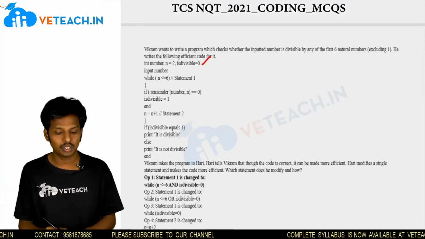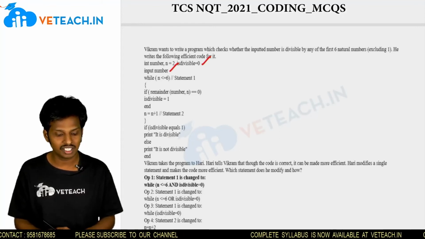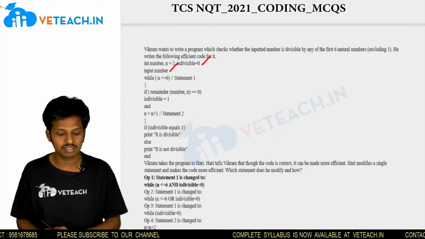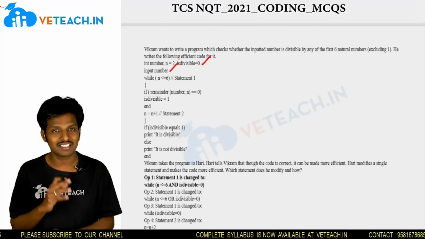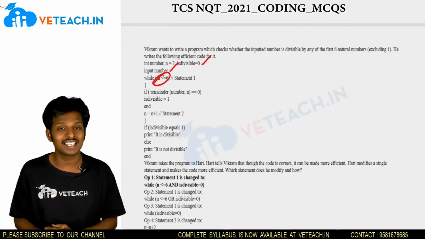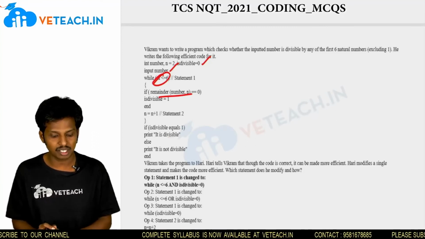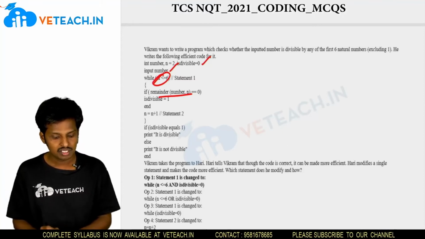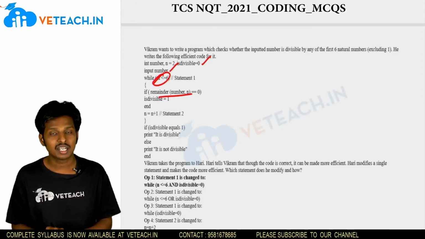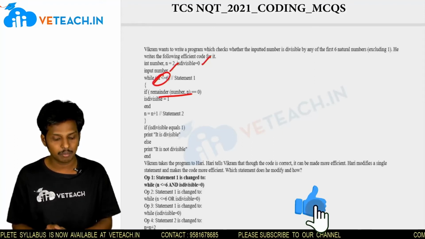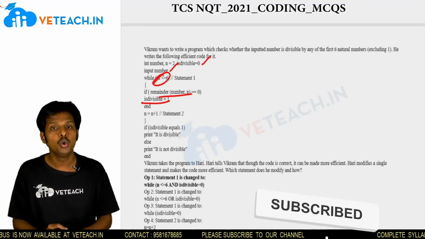Input number, the input number has to be taken while n is less than or equal to 6. If the input number is less than or equal to 6, then it has to check with all the first n natural numbers. That's why it's going to check with n less than or equal to 6. If remainder of number comma n is double equal to 0. So what is this remainder? It's going to find the remainder of number comma n. If the remainder is equal to 0, it's going to print a message, is divisible is equal to 1.